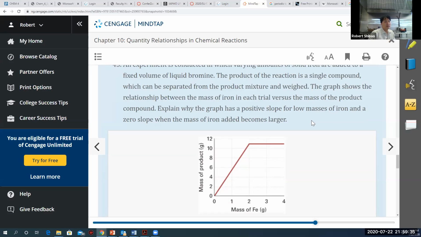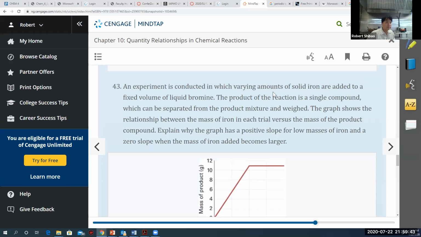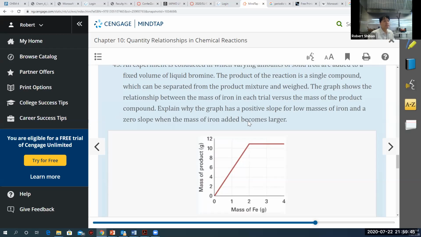And so what's happening here is there's excess bromine here. And so the iron reacts with bromine. And as the iron reacts with bromine, we form more and more product. But pretty soon, there's no more bromine left. When there's no more bromine left and we keep adding iron, nothing happens because there's no more bromine. And so in this part of the curve here, iron's a limiting reagent. We have plenty of bromine, not enough iron. So all the iron's reacting.